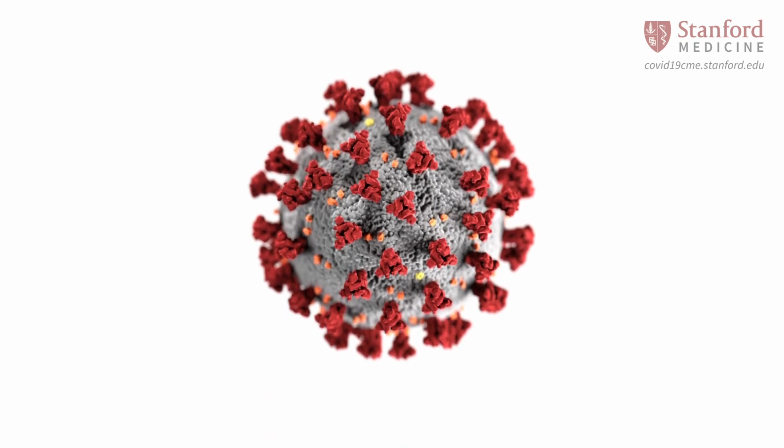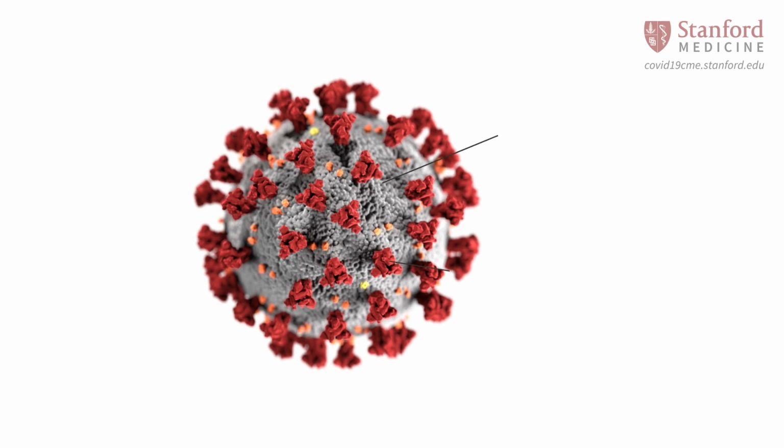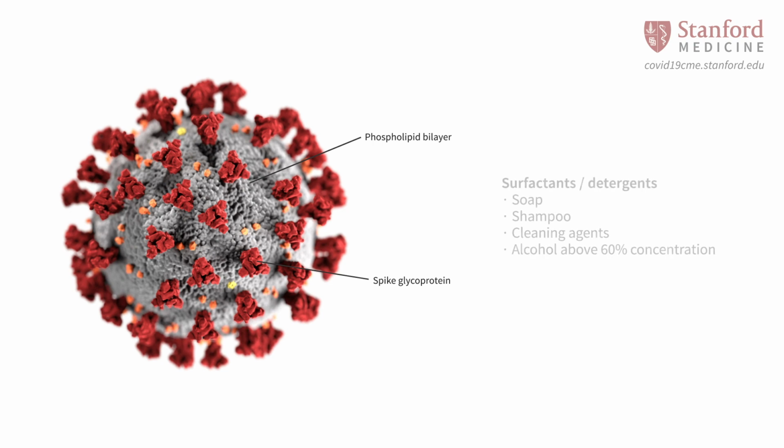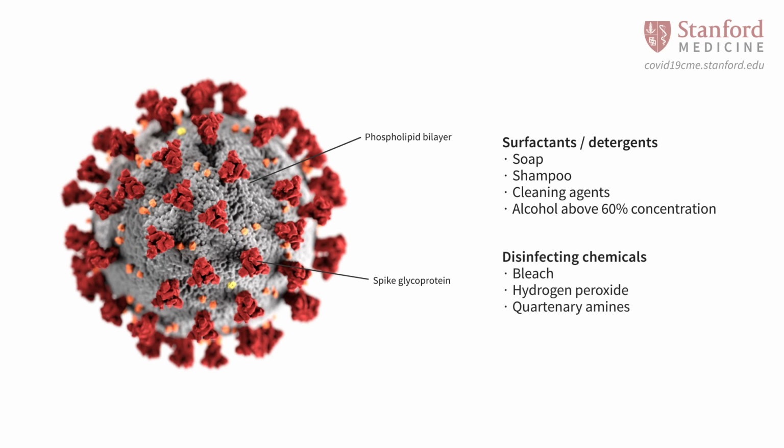Finally, how do we actively kill SARS-CoV-2, for example on surfaces? SARS-CoV-2 is an envelope virus, that is, it is enclosed in a plasma membrane. The plasma membrane can be directly dissolved by surfactants, that is, detergents, such as in soap, shampoo, and various cleaning agents. It can also be directly dissolved by alcohol, above 60% in concentration. The proteins and phospholipids can also be destroyed by disinfecting chemicals, such as bleach, hydrogen peroxide, or quaternary amines.